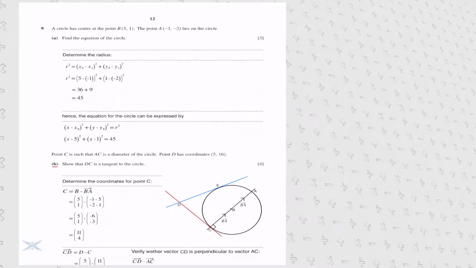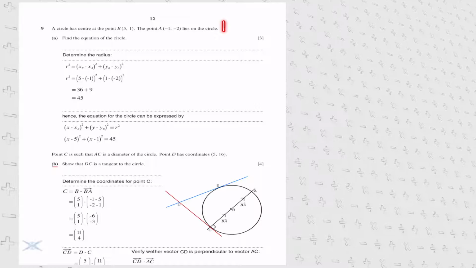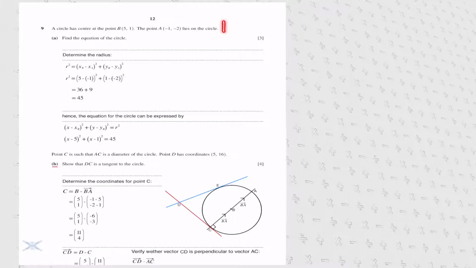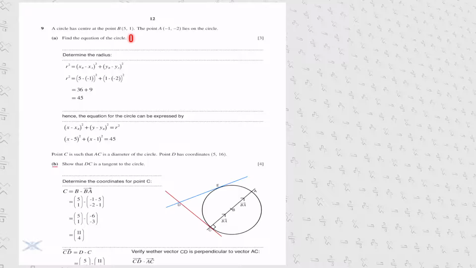Moving on to exercise 9, where it is stated that a circle has center at the point B (5, 1), and that the point A with the coordinates (-1, -2) lies on the circle. In part A of this exercise, we are supposed to find the equation of the circle.